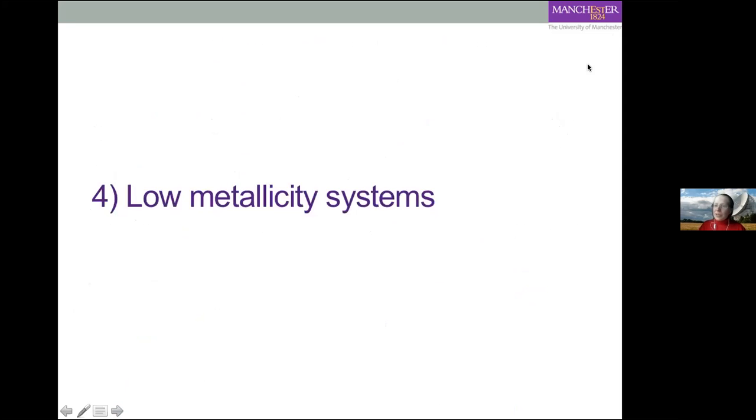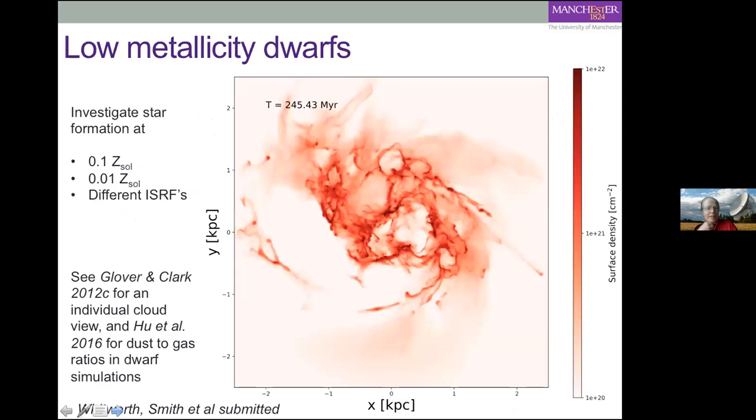So the final thing I'm just going to talk about is going even further back to look at low metallicity dwarf galaxies, such as you might find back in the early universe. It is something I'm doing with my PhD student, David Whitworth. So this is a very pretty image. Yeah, we're astronomers because the images are pretty.